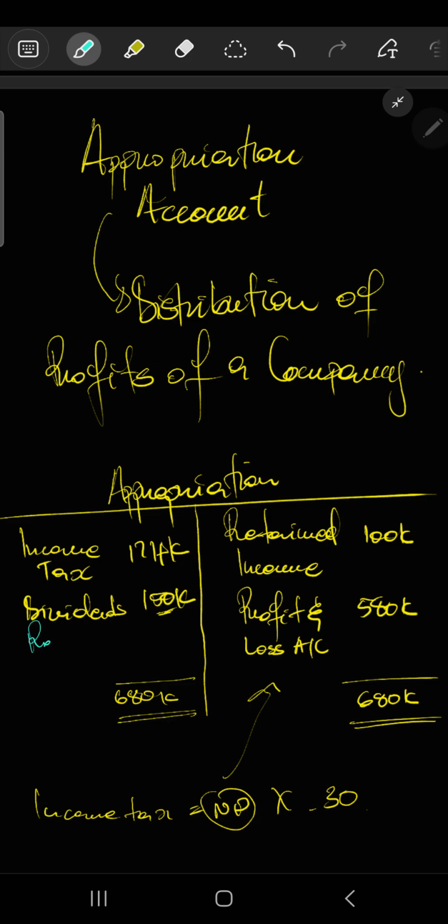So whatever is left out is going to go back to the retained income account. So if you pay 174 and then pay 150,000, you are going to remain with 356K. This 356K is going to be transferred to the retained income account. So this means that this is the profits that the business has managed to retain, has managed to keep. So this is the appropriation account in a nutshell. Thank you very much.